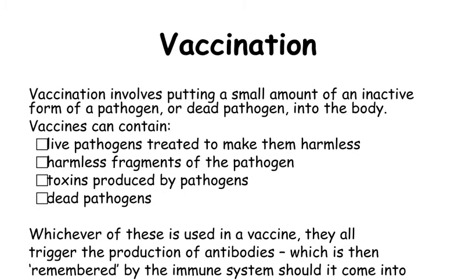Vaccination involves putting a small amount of an inactive form of pathogen or a dead pathogen into the body. Vaccines can contain either live pathogens that have been treated to make them harmless, fragments of the pathogen, toxins produced by the pathogen, or dead pathogens. Whichever of these is used in a vaccine, they all trigger the production of antibodies. This is then remembered by the immune system, so should it come into contact with that pathogen again, it can destroy the pathogen before it makes you ill. You are immune to this pathogen.